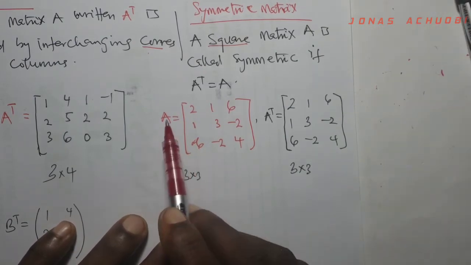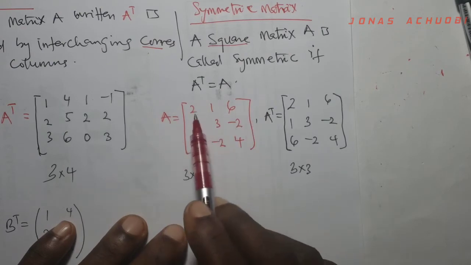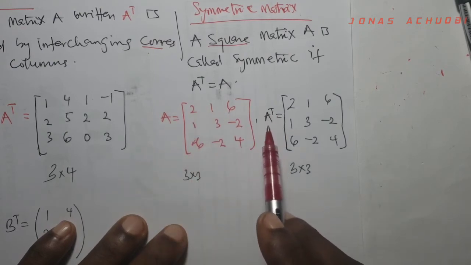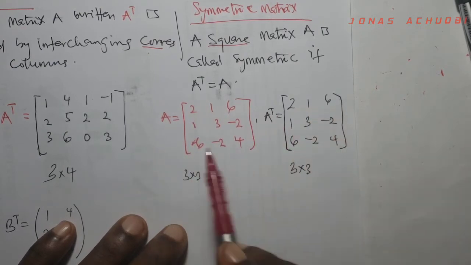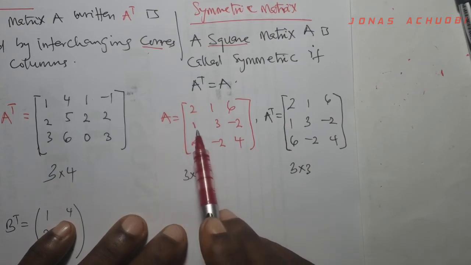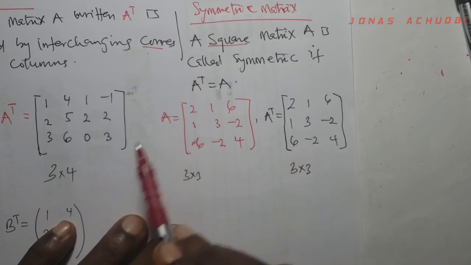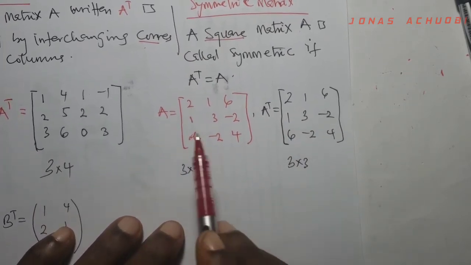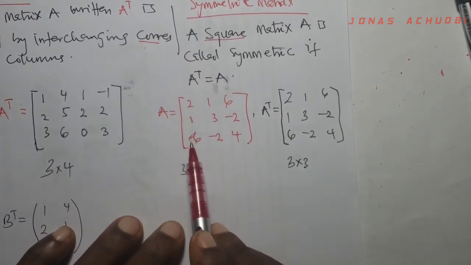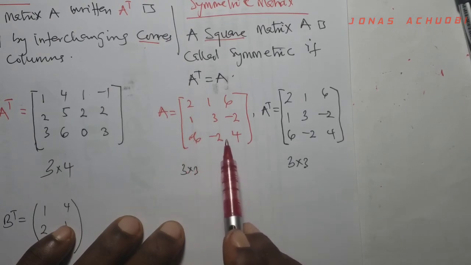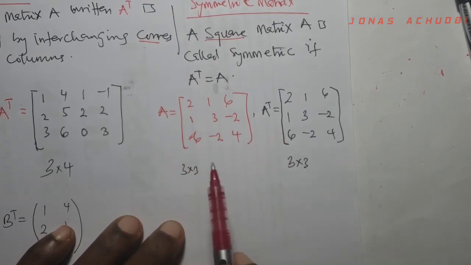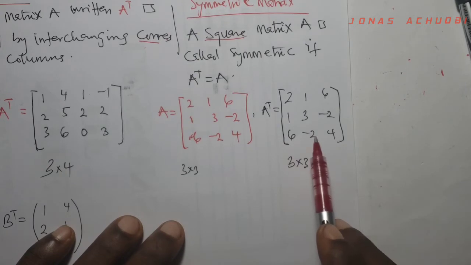Let's see. Matrix A has row 1 as 2, 1, 6. The transpose has row 1 as 2, 1, 6. The same. Matrix A has row 2 as 1, 3, and negative 2. The transpose has 1, 3, negative 2. Same as that of A. One last observation. Matrix A has its last row as 6, minus 2, and 4. And the transpose has the same row, 6, minus 2, and 4.